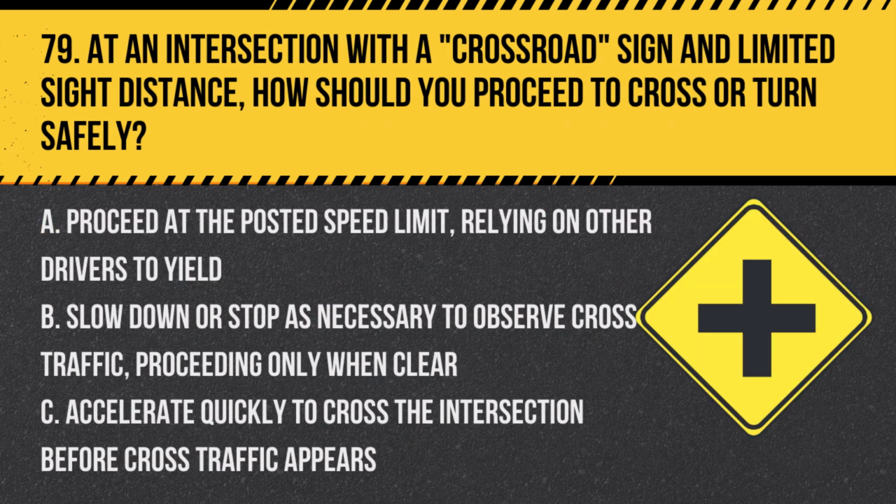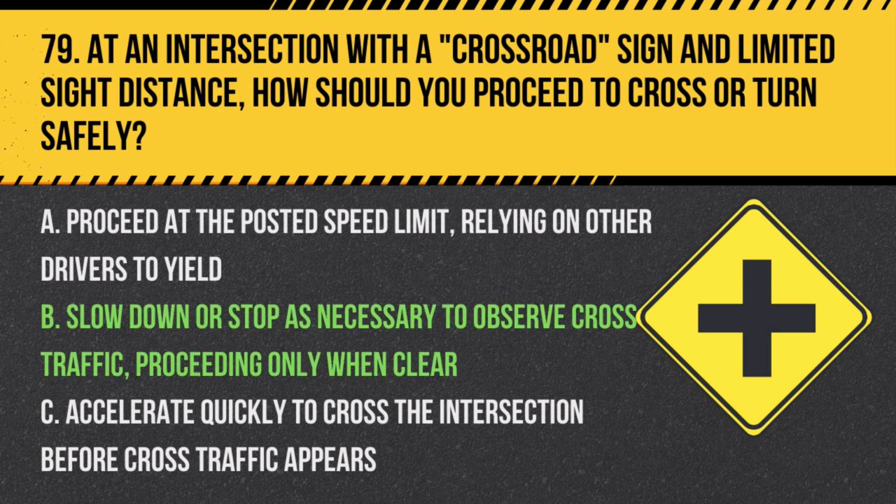Question 79. At an intersection with a crossroad sign and limited sight distance, how should you proceed to cross or turn safely? A. Proceed at the posted speed limit, relying on other drivers to yield. B. Slow down or stop as necessary to observe cross traffic, proceeding only when clear. C. Accelerate quickly to cross the intersection before cross traffic appears.